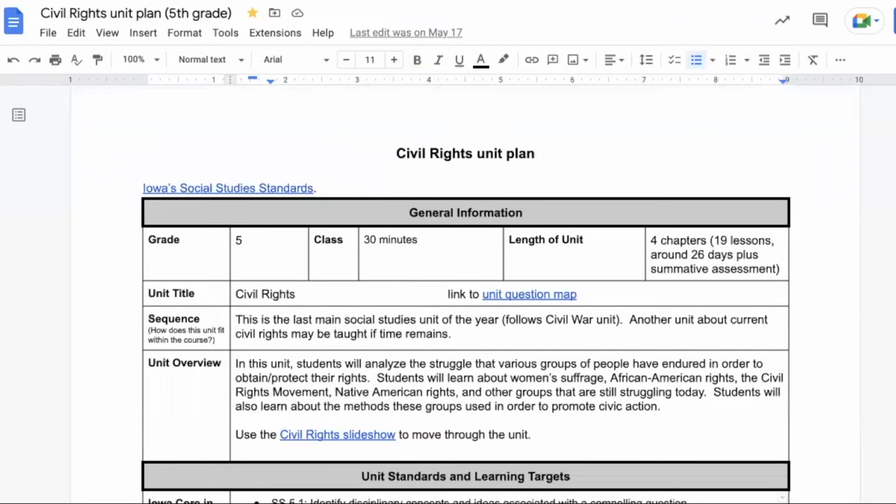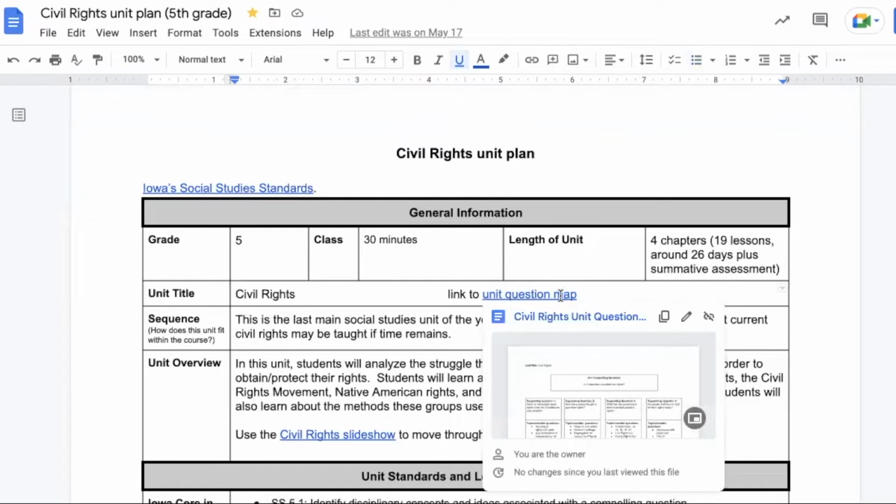In this unit, students are going to take a look at the struggle that various groups of people have gone through in order to obtain or protect their rights. These topics include women's suffrage, African American rights and the civil rights movement, Native American rights, and taking a look at groups that still struggle today. Students will also learn about the methods that these groups used in order to promote civic action.